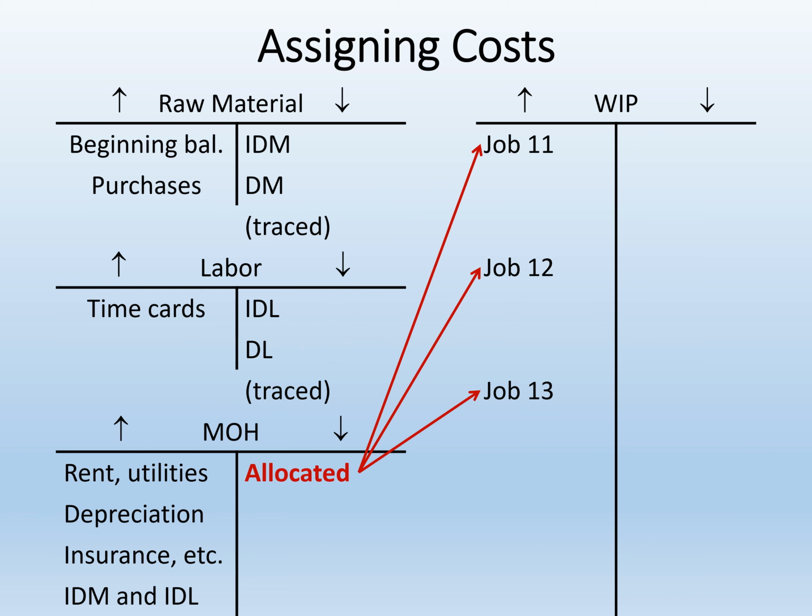Manufacturing overhead also has to be assigned to the various jobs that the firm worked on during the period, but it can't be traced. There's no way to know for sure how much of the firm's rent or depreciation or utilities or indirect materials went into each job. So we'll use a different method called allocating, and we'll see how to do that later in the chapter.